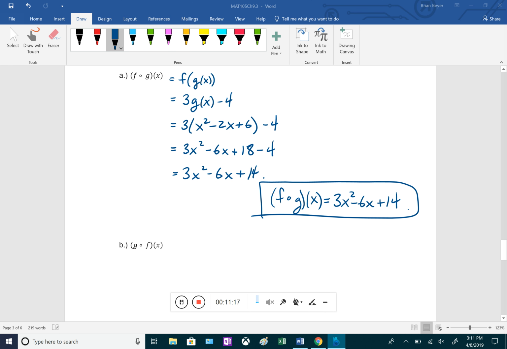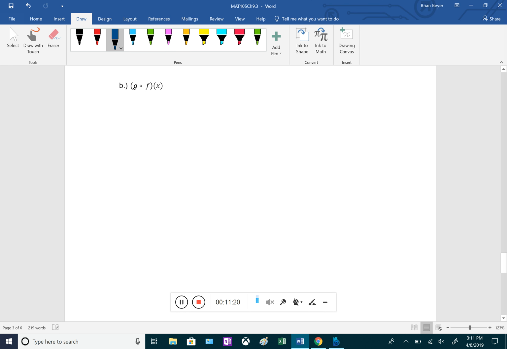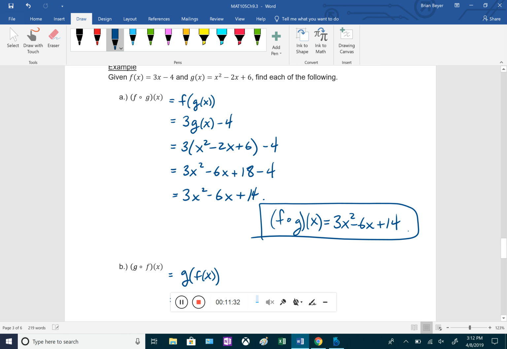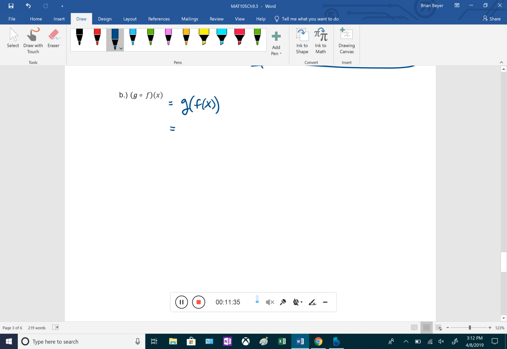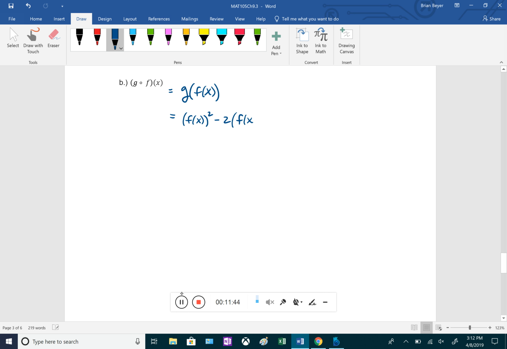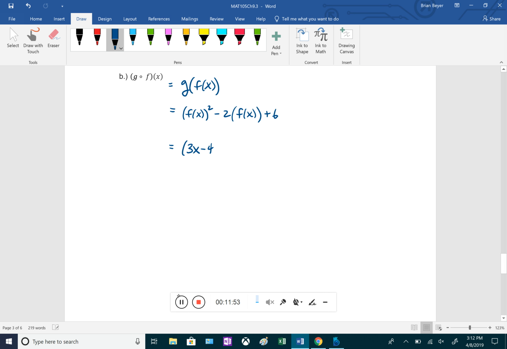And now for g of f of x. So g of f of x is going to be the function g with f of x plugged into all of the x's. So g of x was originally x squared minus 2x plus 6. So instead of an x, it's going to be f of x. So it'll be f of x squared minus 2 times f of x plus 6. And now we have to plug in for f of x here. f of x was 3x minus 4. So that's 3x minus 4 squared minus 2 times 3x minus 4 plus 6.